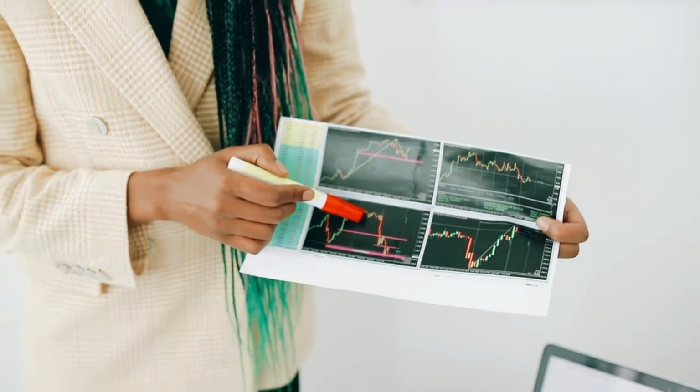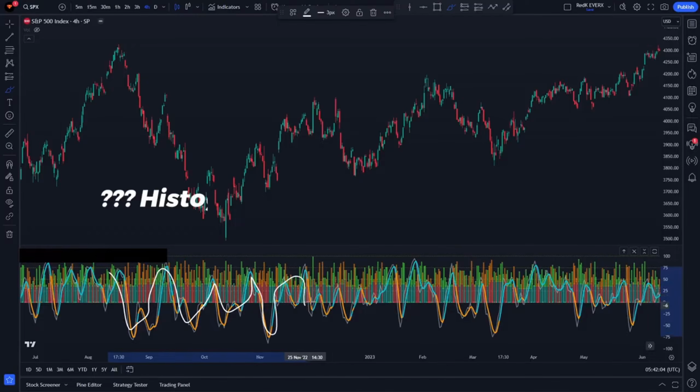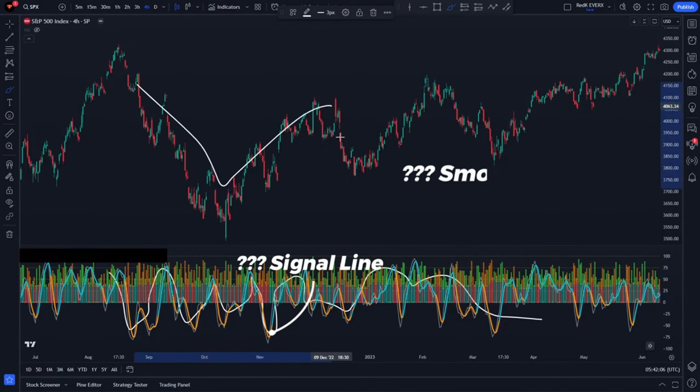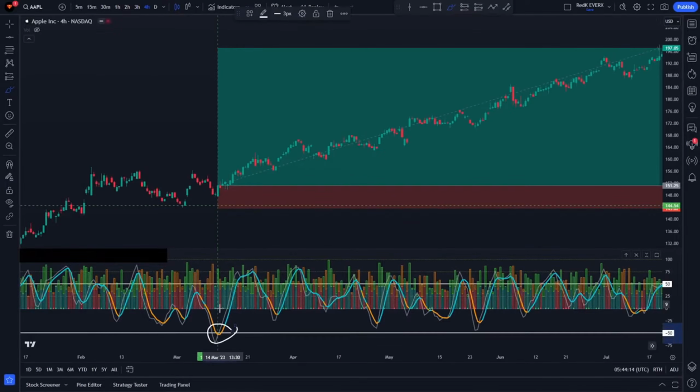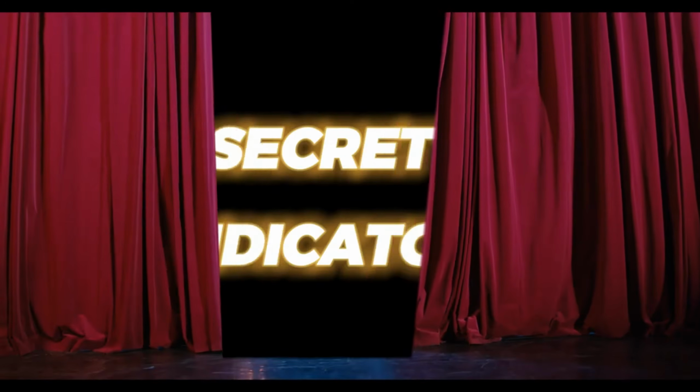and reversal patterns. But what if I told you there is an indicator that can anticipate reversals before they occur, and you can also use this indicator to create a high profit strategy? In this video, I will show you.